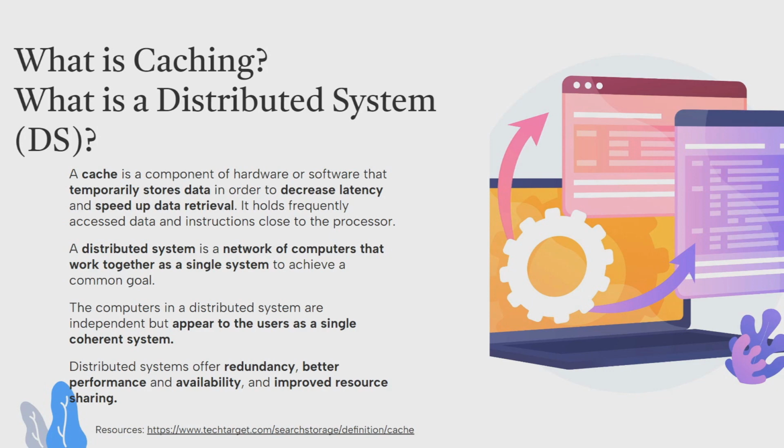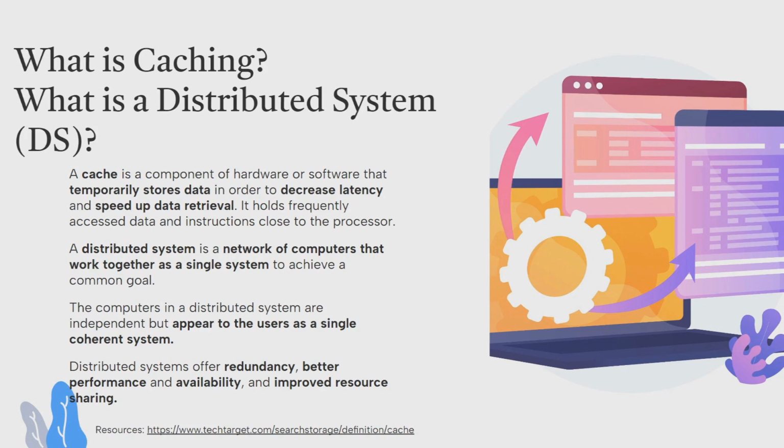A cache is essentially a piece of hardware or software that temporarily stores data, and it's used in order to decrease latency and speed up data retrieval. A distributed system is just a network of computers that work together and operate as a single system, and they all work towards a common goal.